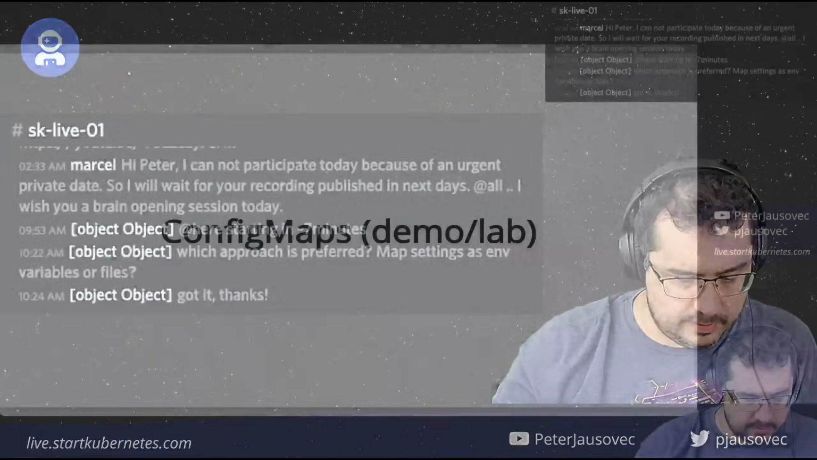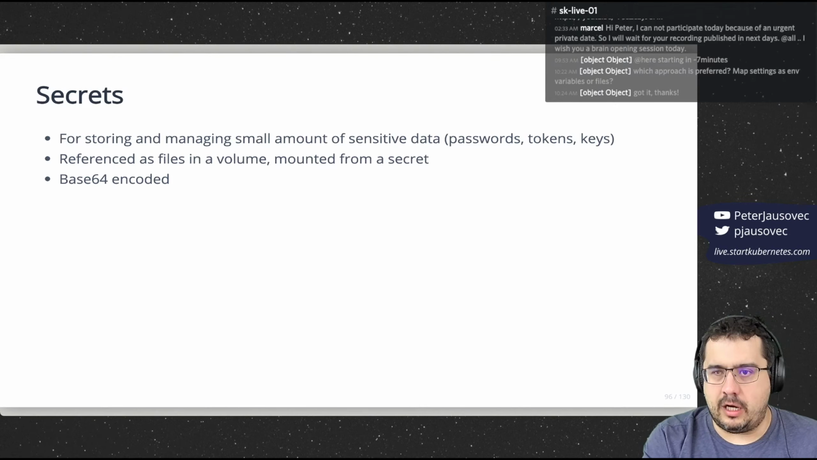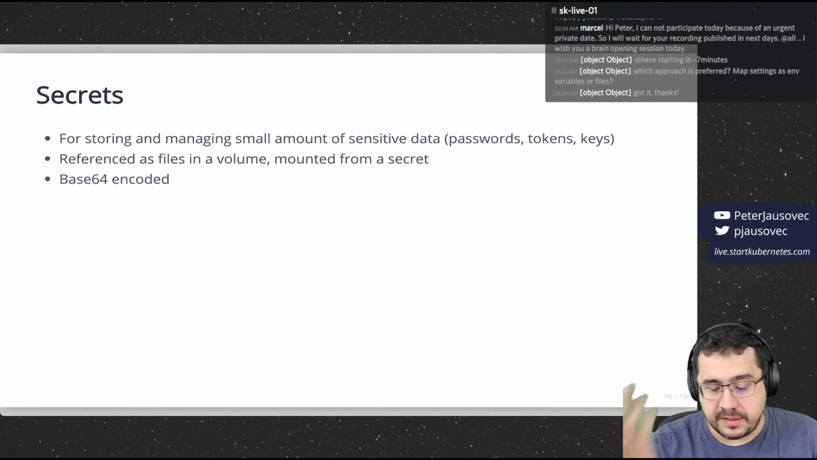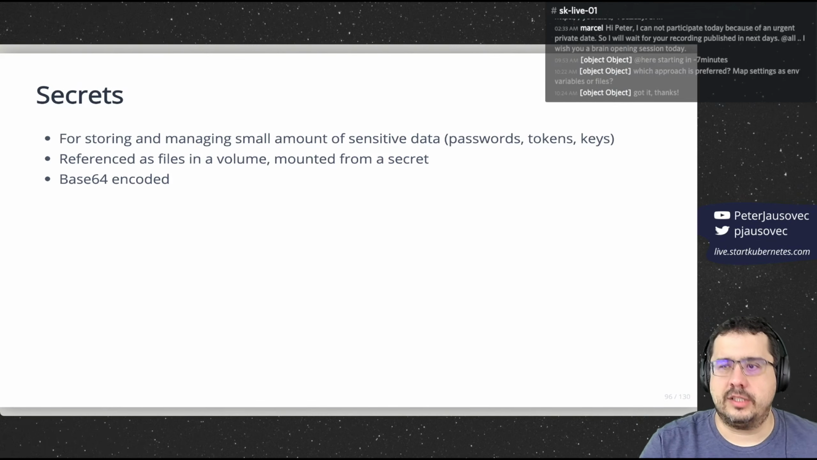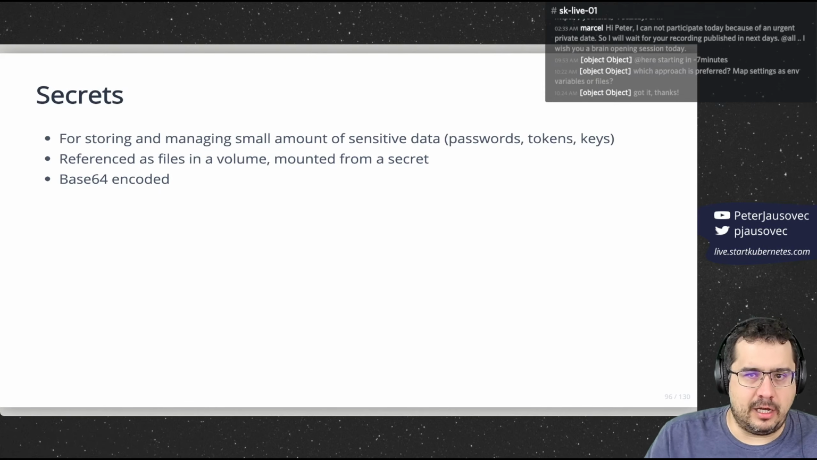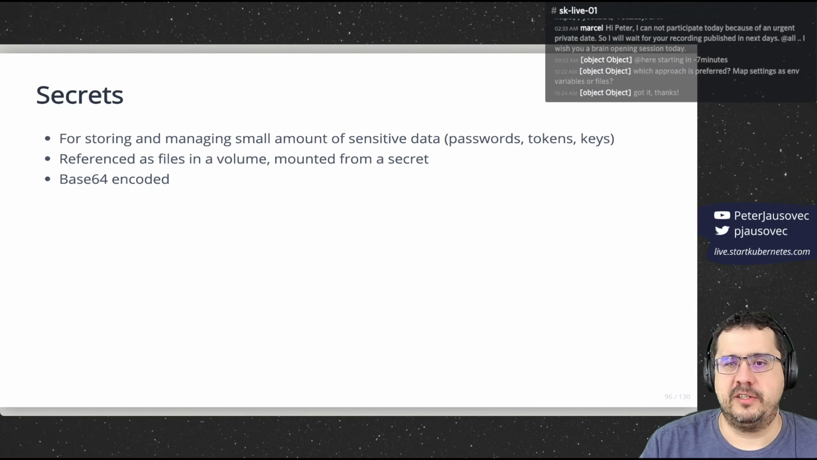All right, let's switch to the slides. And the next resource we'll talk about is secrets. Secrets in Kubernetes are similar to config maps. And just like with config maps, you can use secrets to store key value pairs. You can also mount them into your containers, either as files in a volume or use them as environment variables. However, you should not really be using them as environment variables.